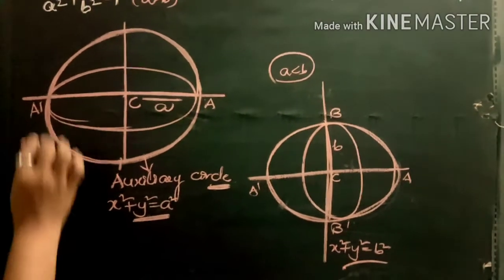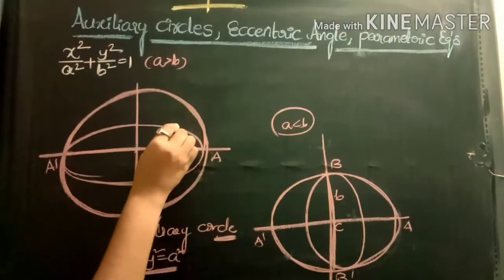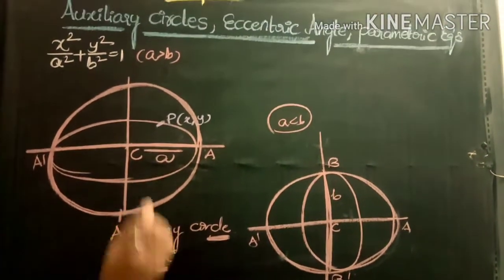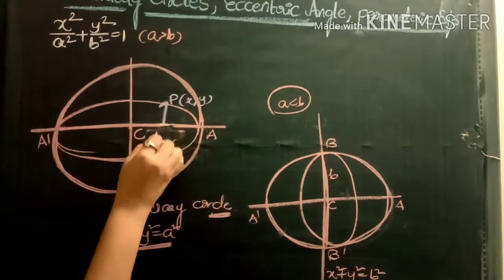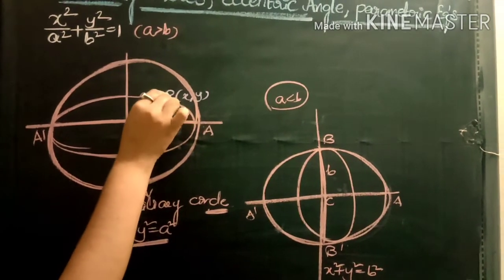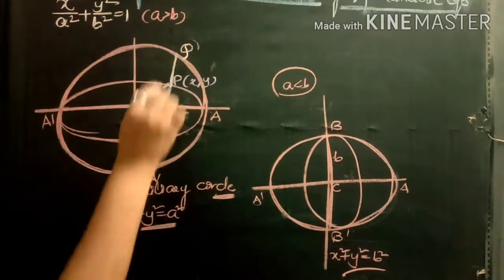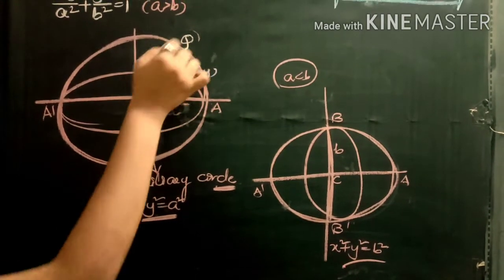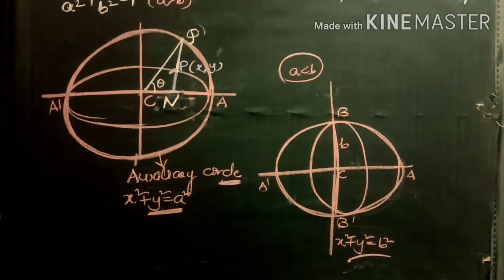Now coming to the second definition, eccentric angle. Suppose in this case, first we take one point P on the ellipse. This is the point P on the ellipse, and the coordinates of this point are x, y. Now first we draw one perpendicular from P to the major axis. So PN is the perpendicular drawn from P to the major axis, and we extend this line such that the line meets the auxiliary circle at the point Q. Now we join the line CQ. Now the angle ACQ is called the eccentric angle. Here theta is called the eccentric angle.